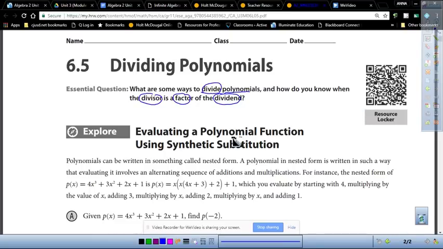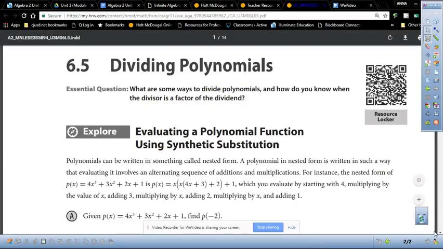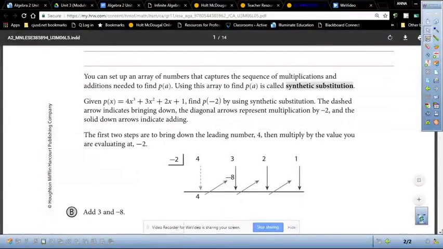We are going to be skipping the explore, and we will be skipping explain too. Anywhere you see the word synthetic, we are going to be skipping those. Synthetic is a special situation that only works in very specific cases. We don't want to learn something that works in one case only. We want to learn something that works all the time. So we will be focusing on long division. When you watch videos to support what you saw here, be sure you're only looking for ones that talk about long division of polynomials. Synthetic division is a strategy, but it only works in very specific situations.